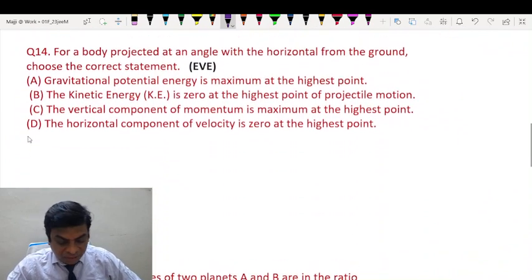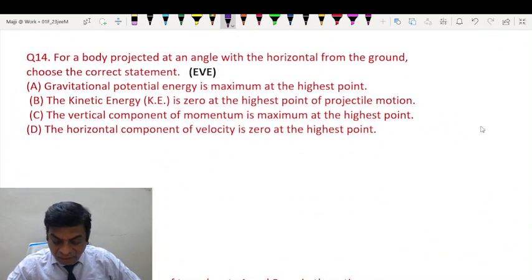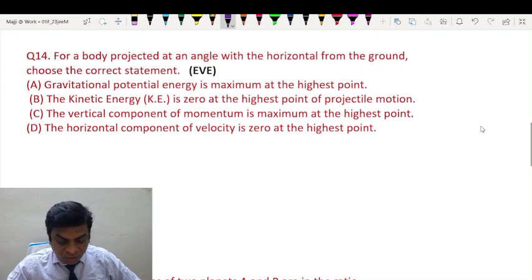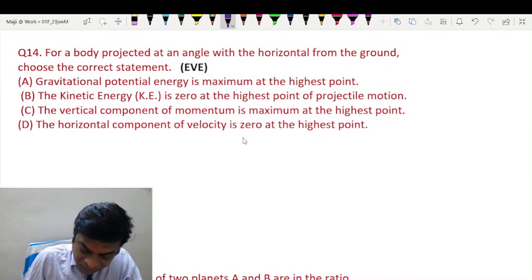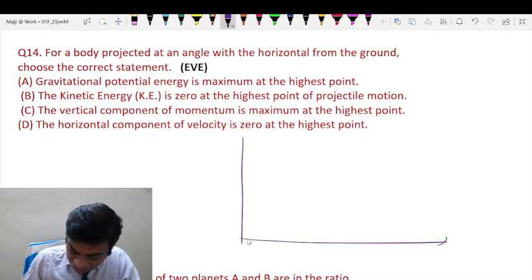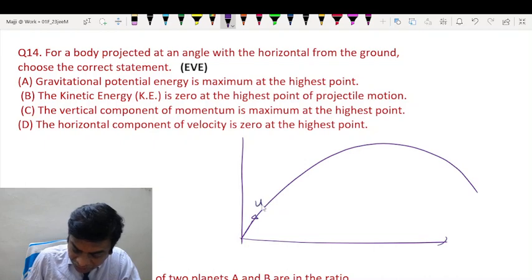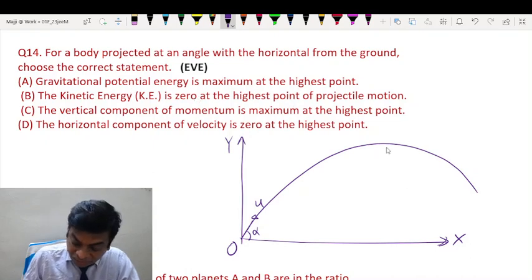Moving on to the next question. For a body projected at an angle with the horizontal from the ground, choose the correct statement. You can simply consider a situation in which a body is projected with some speed, let us say speed is u, the horizontal axis is the x axis, the vertical axis is the y axis, and this angle of projection is alpha. Now, option A reads: the gravitational potential energy is maximum at the highest point.